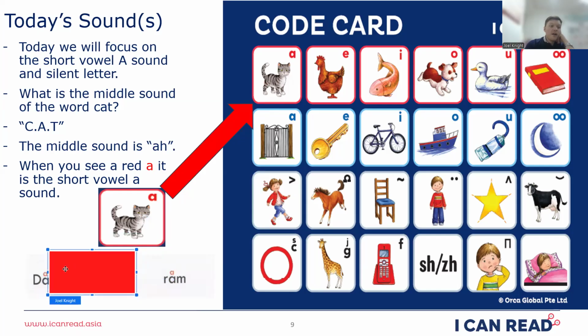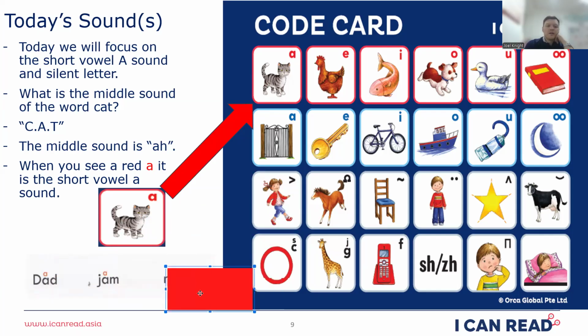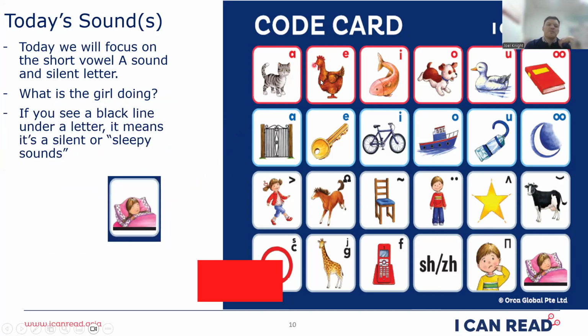D. There's a red A. Ah. Da. D. Dad. J. Ah. Ja. Jam. Ah. Ra. Ram. Usually there will only be one sound per 2 lessons. For the first 2 sounds, we also practice the diphthong. We practice the silent letter and the schwa sound. But after that, you will just be on one sound per 2 lessons.